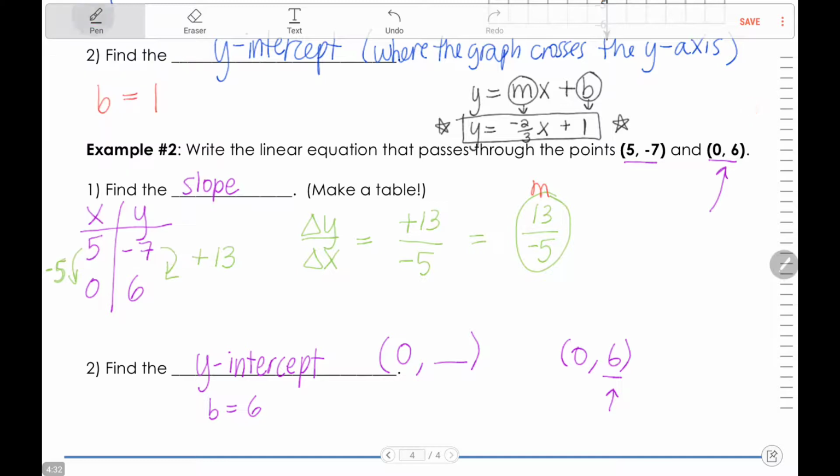So if we're writing this in the form y equals mx plus b, our equation is y equals, our slope m is -13 over 5. Make sure to write the x, plus our y-intercept b, which is 6. This is the equation of the line that passes through these 2 points.